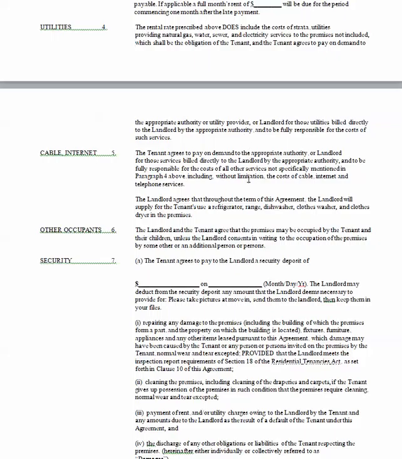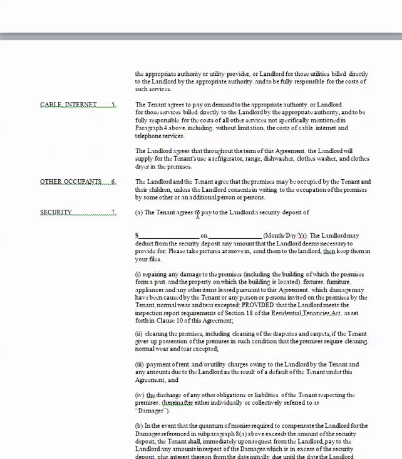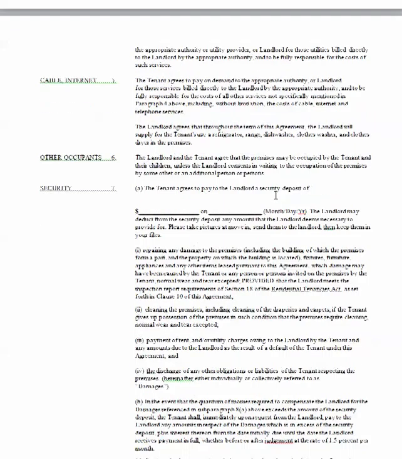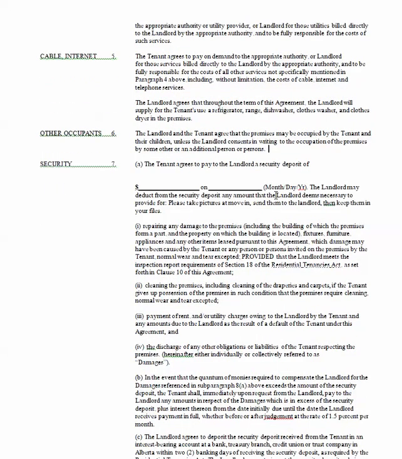You are liable for all damages. So the landlord and the tenant agree that the premises may be occupied by the tenant and their children unless the landlord consents in writing to occupation of the premises by some other additional parties. You're not allowed to have people stay there that are not approved. You can be evicted for that. You can lose your damage deposit for that.